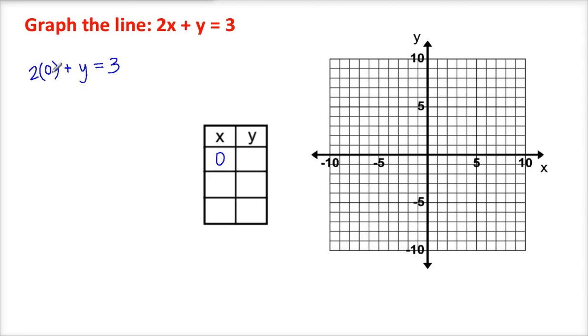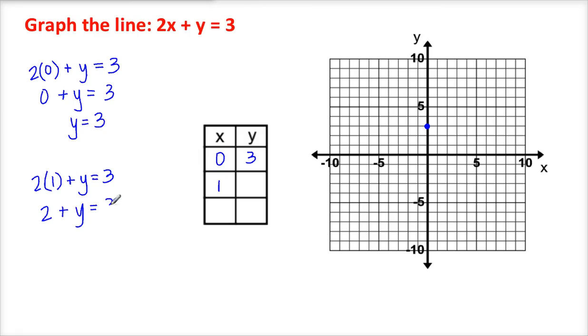So 2 times 0 plus y equals 3. 2 times 0 is 0. And we end up with y equals 3. So when x is 0, y is 3. That is a point on my line. Let's do another one. Let's say x is 1. So in my equation 2x plus y equals 3, I'm going to plug in a 1 for x and solve for y. 2 times 1 is 2, plus y equals 3.